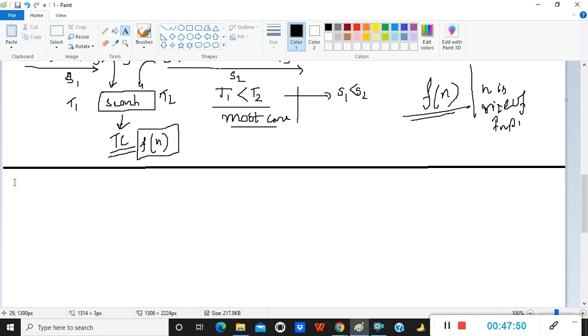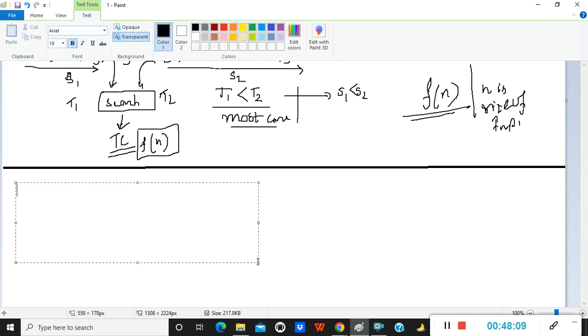Some different types of algorithm, and we will convert each of them to its corresponding function. We will consider different algorithms and convert each algorithm to its corresponding mathematical representation or mathematical function. Okay, let's start.